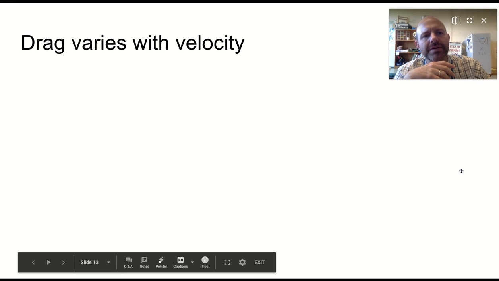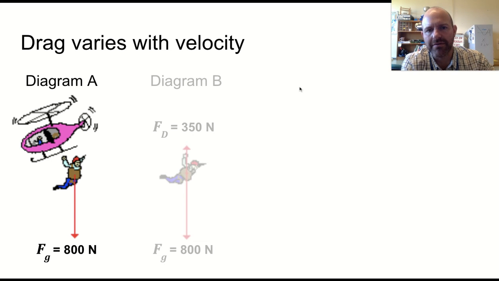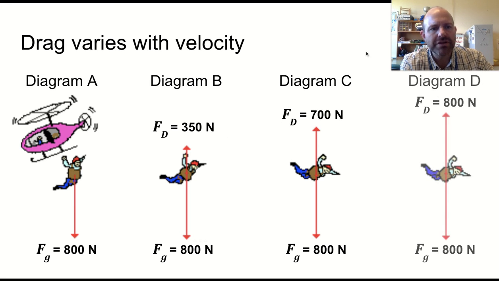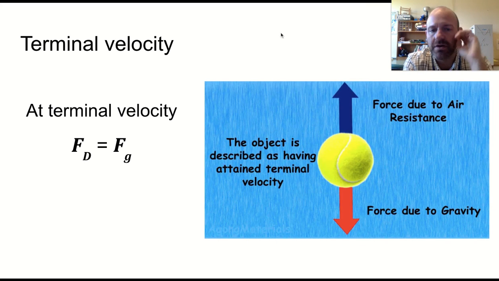So how do we deal with this? Well, drag varies with the velocity. So when you first jump out of an airplane or a helicopter, zero velocity, no drag force. As you fall, the drag force starts to get bigger and bigger. And eventually you reach a point where the drag force is equal to the force of gravity and you stop accelerating. This point ends up being a very important velocity. That velocity that you reach, that is what we call the terminal velocity. It's the fastest you can fall, or any object can fall. The air resistance force is equal to the force of gravity.